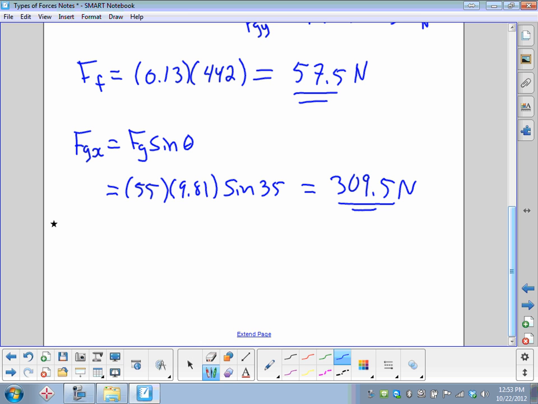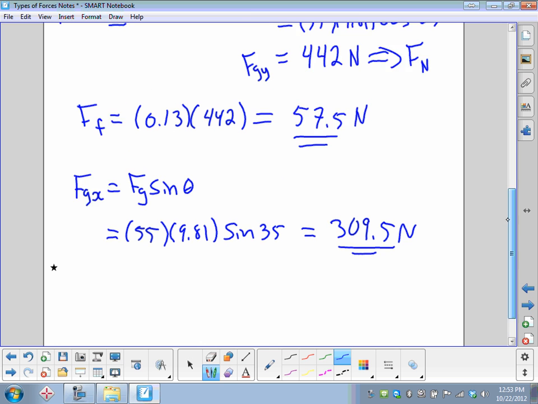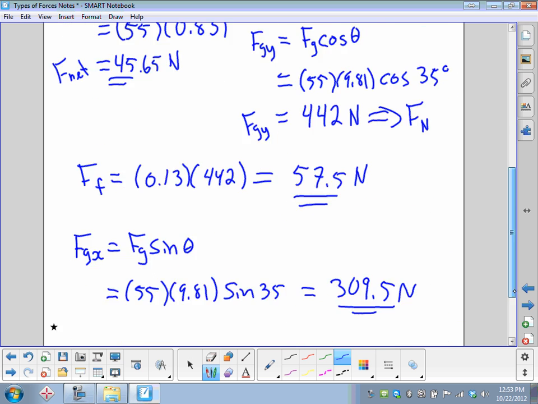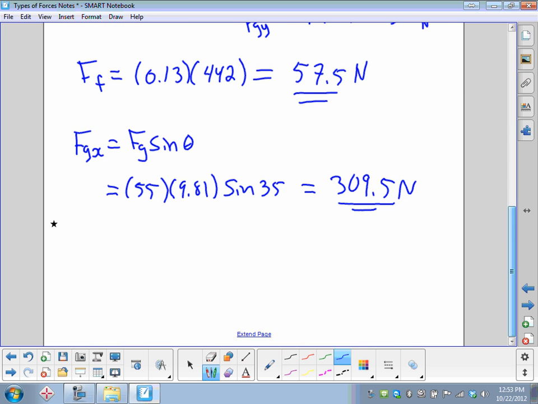Alright, so I'm going to take those values and put them back into my equation, taking into account which directions are happening here. So force of friction and the applied force are both negative. Fgx is positive, and my net force is positive because it's down the ramp. So net force is 45.65. That equals my force of friction, going to be negative 57.5. Remember, it's negative because it's up the ramp. It's acting opposite the direction of motion. The direction of motion is positive for this one. Fgx is positive, 309.5. All that's left is Fa, force applied.